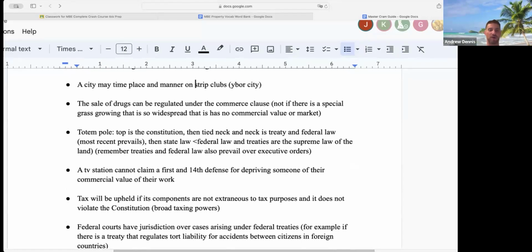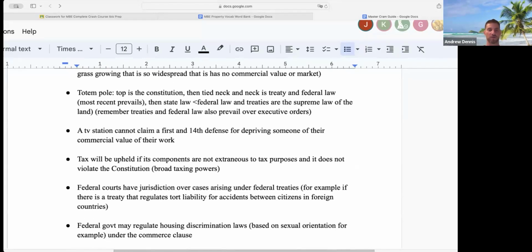The sale of drugs can be regulated under the Commerce Clause, even if there's a special grass growing that's so widespread. We talked about the special grass. So this is a good one, the totem pole. The top is the Constitution, then tied next is treaty and federal law. The most recent will prevail, then state law.